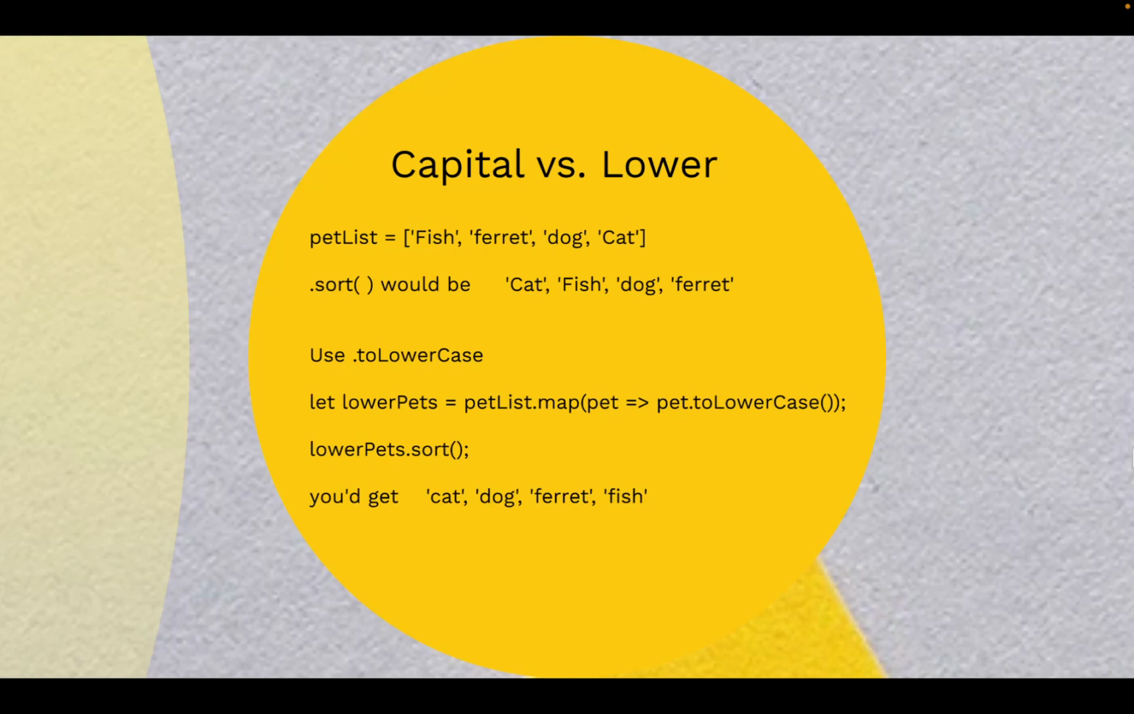So just using the .sort directly would give you dog after fish, even though it starts with D, because the F is lower in the encoding. To sort without case issues, you're going to want to convert everything using the .toLowerCase here. And we're also using .map to make a new array of lowercase pets. Then once you sort it, you would get the right order.